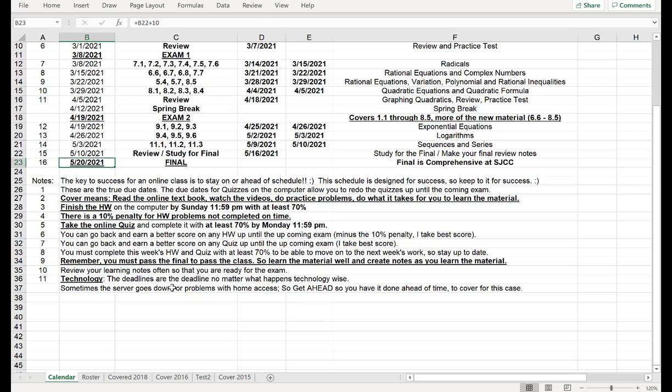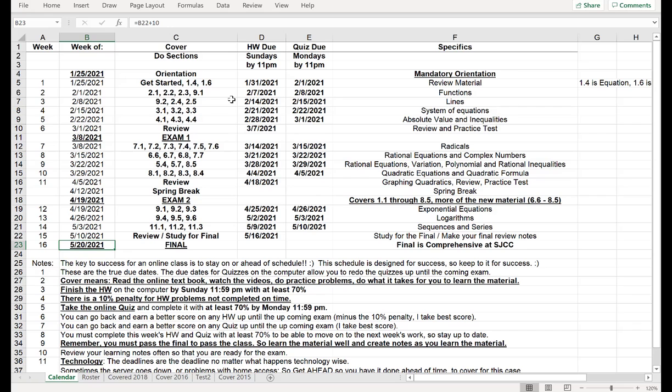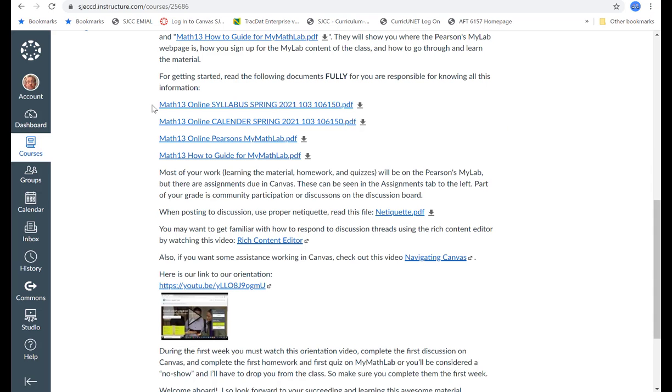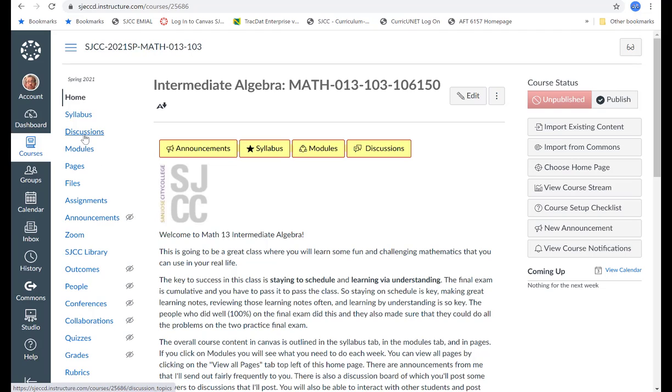Okay, read through these. Basically, the deadlines are deadlines no matter what happens. Sometimes servers go down, not too frequent these days, but the deadlines are deadlines no matter what. So good to be ahead of schedule to stay on schedule. Staying on schedule is one of the key ways to succeed in the class. So that's the syllabus and the calendar. I'll show you these when I show you my math lab, but let me continue showing you Canvas. There are discussions.